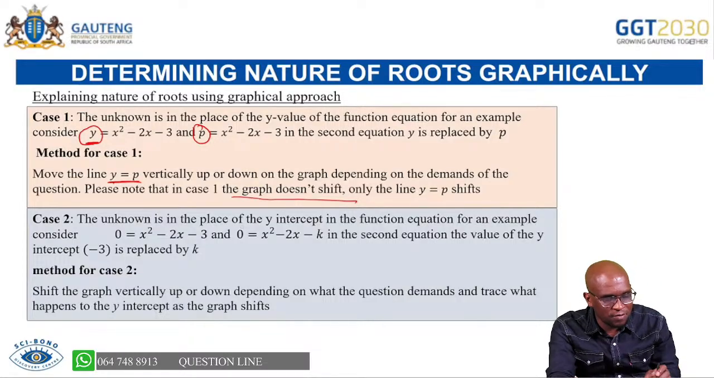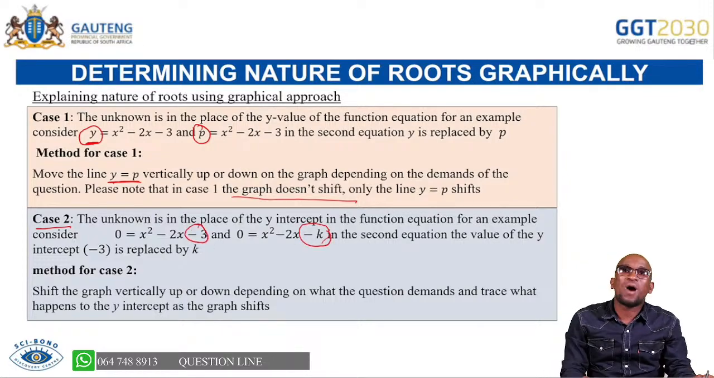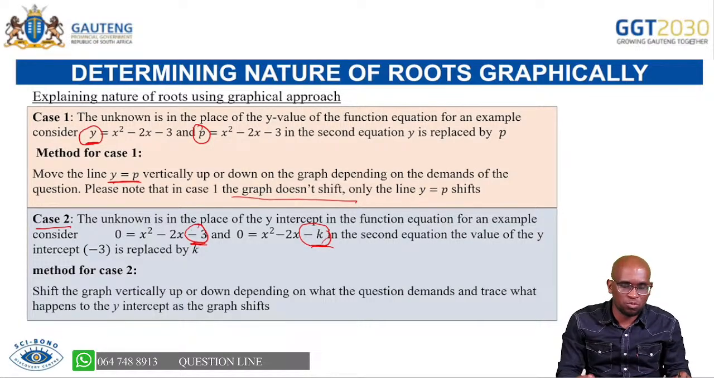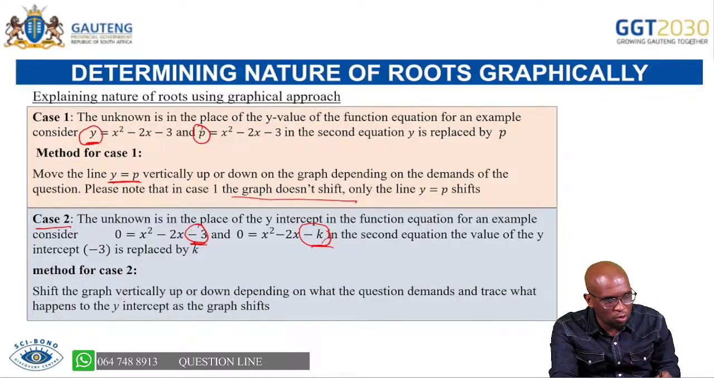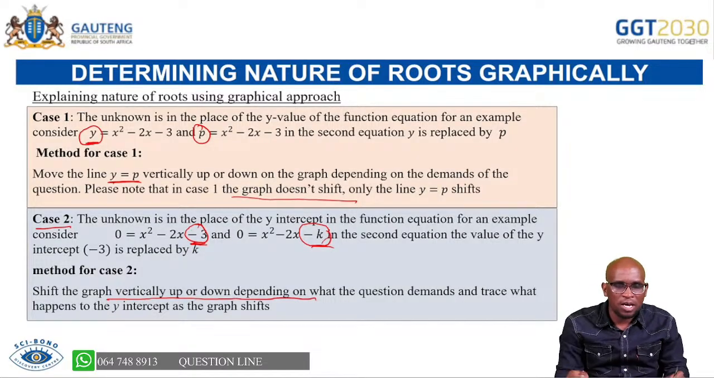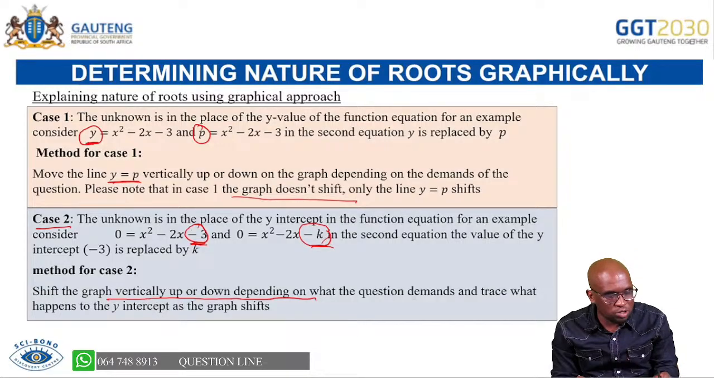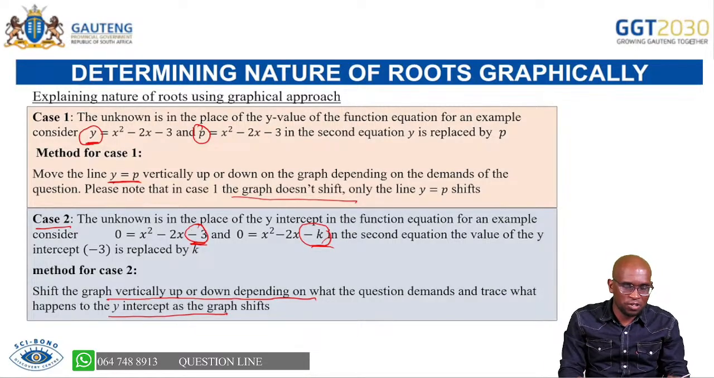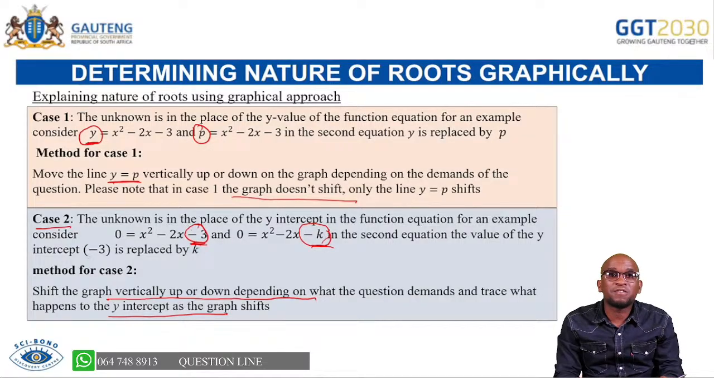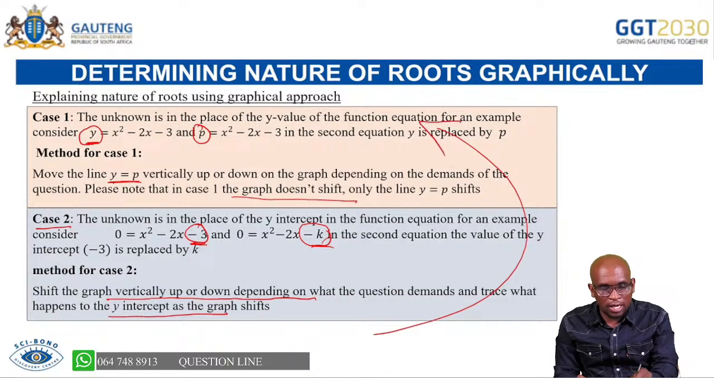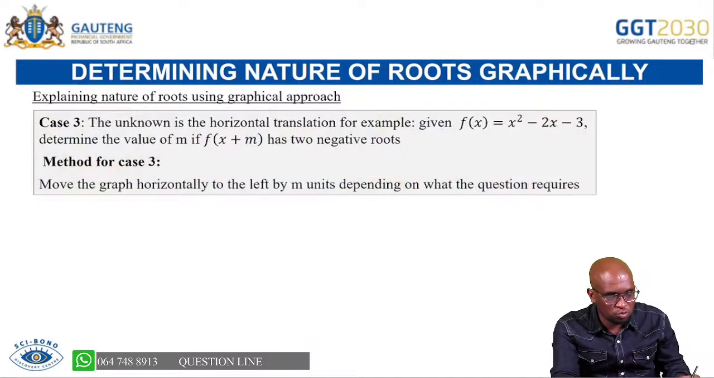And then alternatively, we can also have a case two. With case two, the unknown is in the place of what? Of the y-intercept. So the y-intercept was -3. Now I replaced it with -k. In this case, we are going to shift the graph up and down depending on what the question is asking, and then we are going to trace the y-intercept as the graph shifts. But we do have an alternative method to case two where you will change it to a case one problem. It is possible to do that, right?